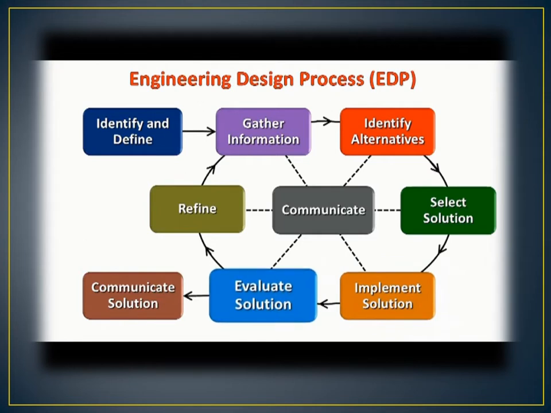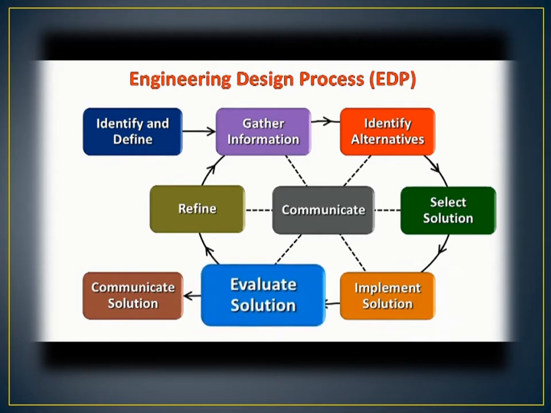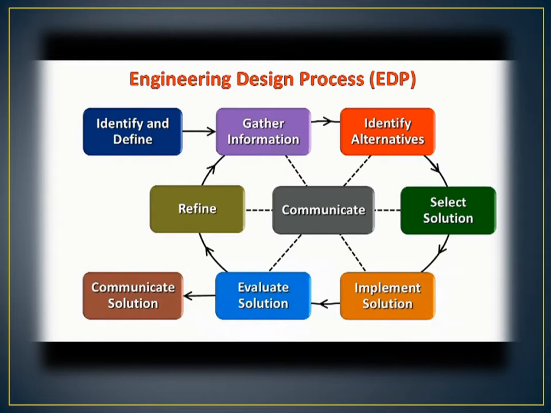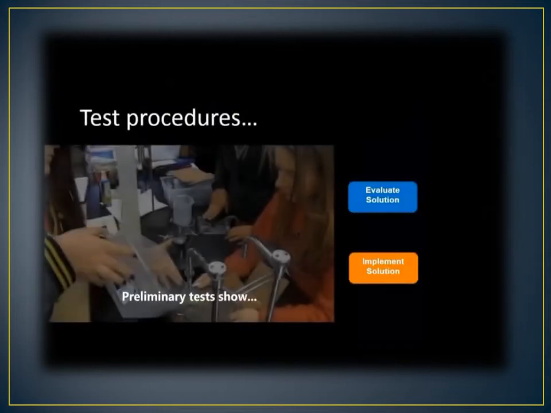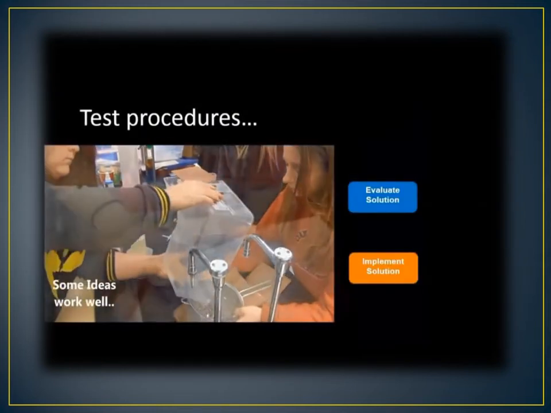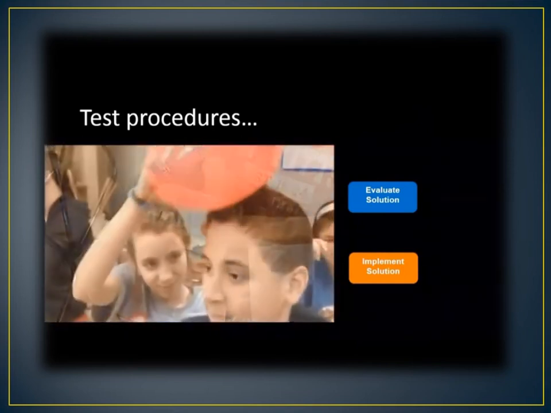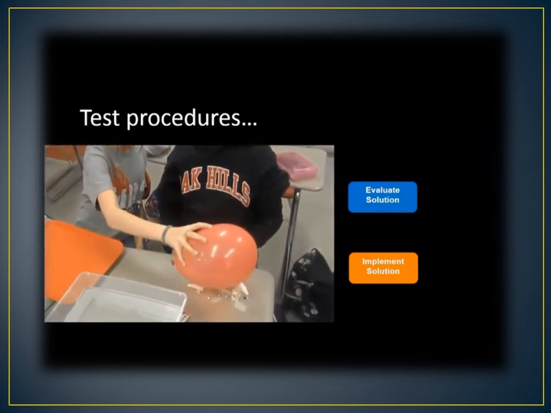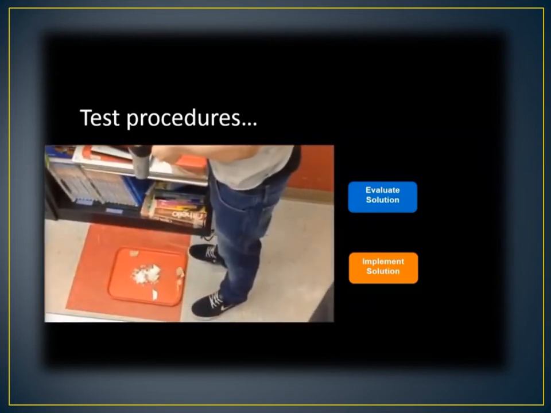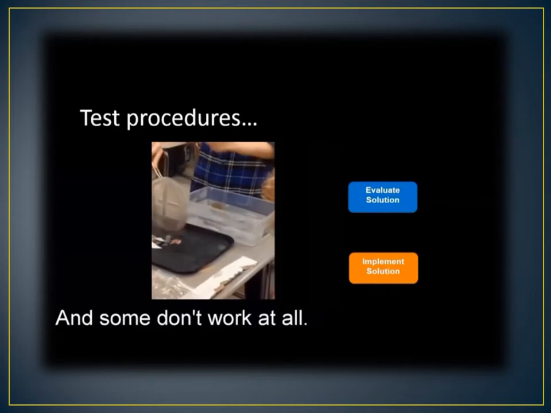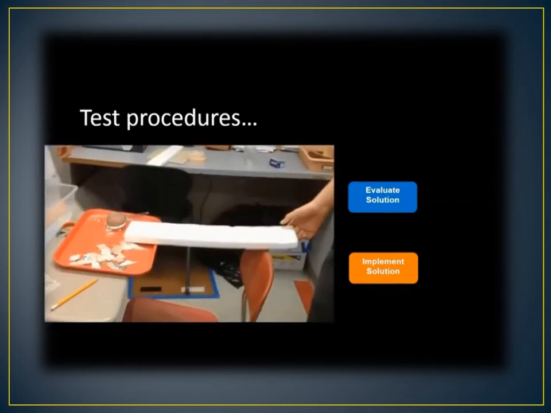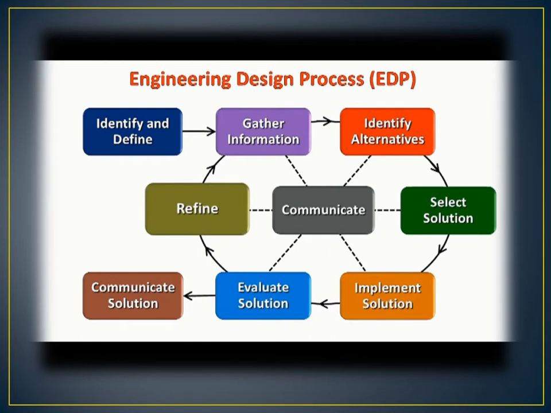Next, students evaluate the solution to determine its suitability to meet the need. Test procedures. Preliminary tests show some ideas work well. Some ideas show promise. And some just don't work at all. The cycle continues by refining the solutions to improve results. This may require revisiting the steps in the cycle.